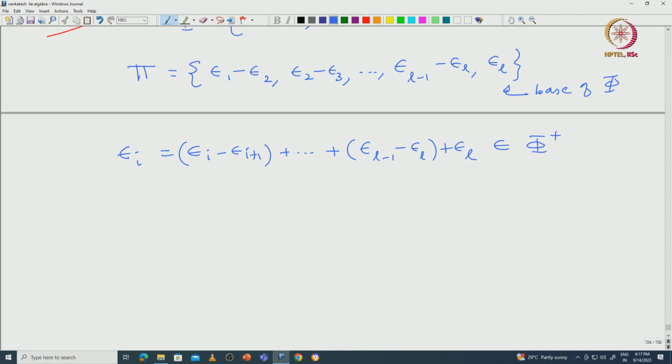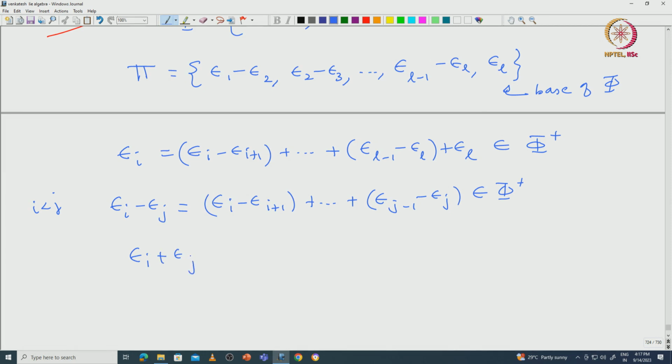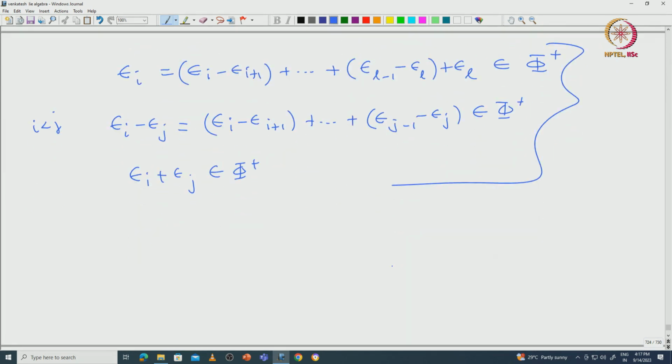Okay. And similarly, you can see that epsilon I minus epsilon j, when I is strictly less than j, as before, is epsilon I plus 1 plus etcetera plus epsilon j minus 1 minus epsilon j. Again this is also going to be in your phi plus. Since epsilon I is already in phi plus, that implies that epsilon I plus epsilon j is also in phi plus. So, you can see that these are all the elements in phi plus.